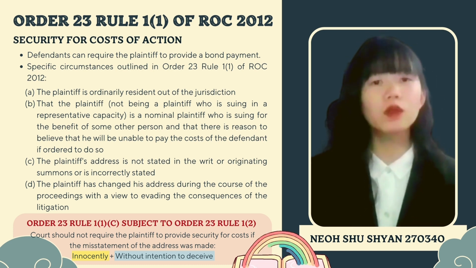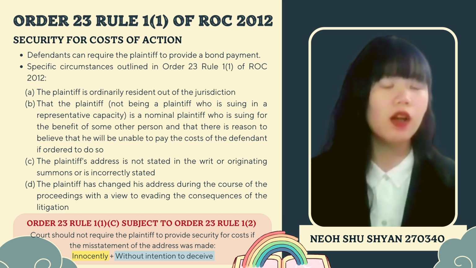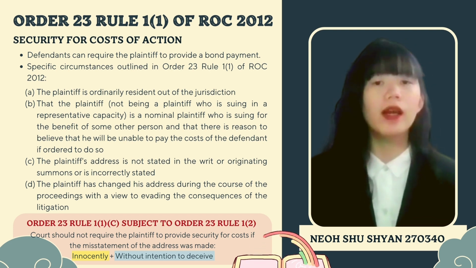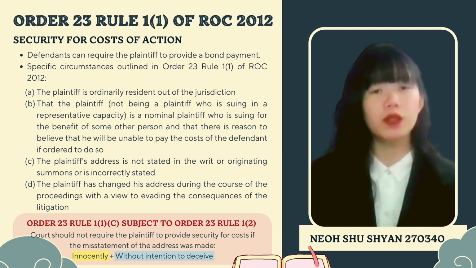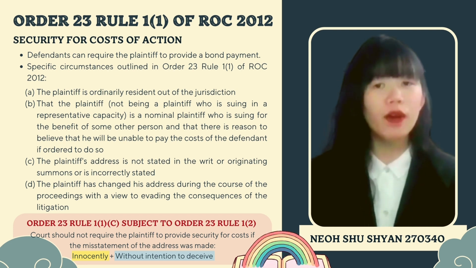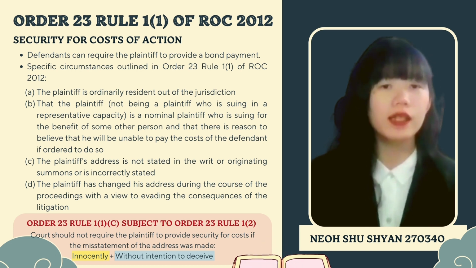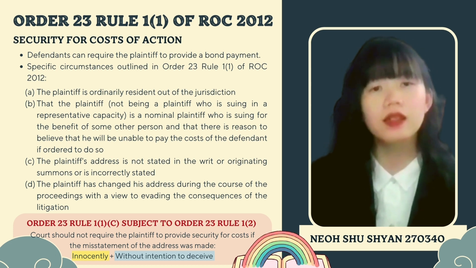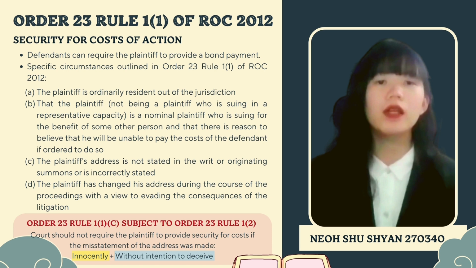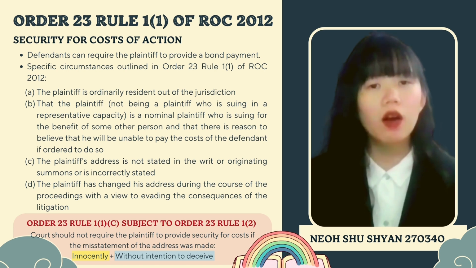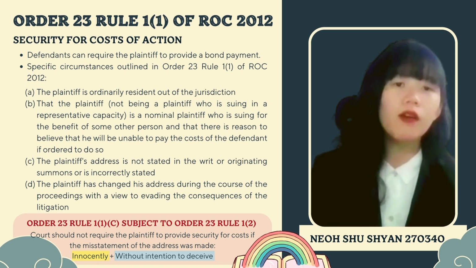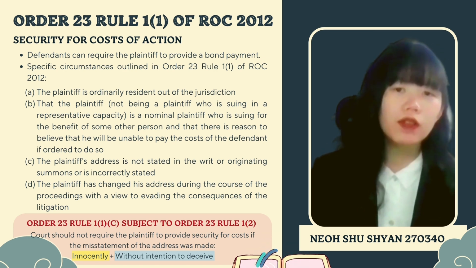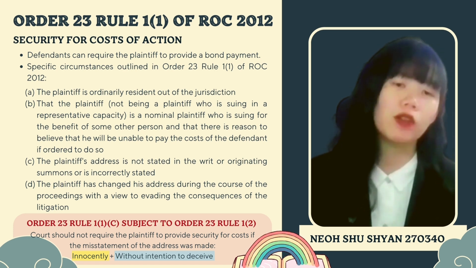Lastly, as per Order 23, Rule 1, Sub-Rule 1D of the Rules of Court 2012, if it becomes evident that the plaintiff changed their address during the proceedings with the intention of evading the consequences of the litigation, the defendant can seek security for costs as well. In all of these circumstances, the court will carefully consider the entirety of the case before determining whether it is just to order the plaintiff to provide security for the defendant's costs.